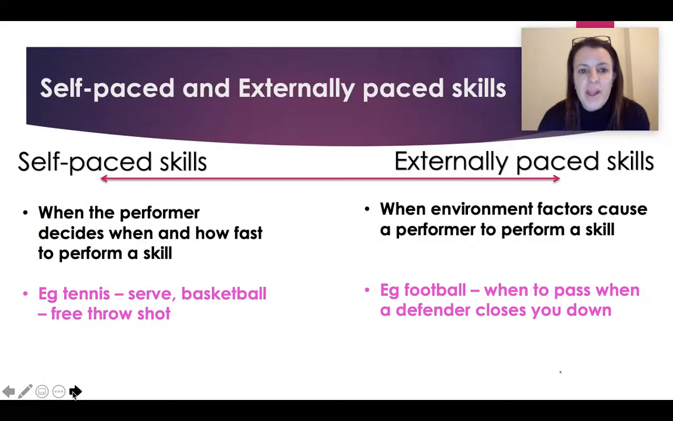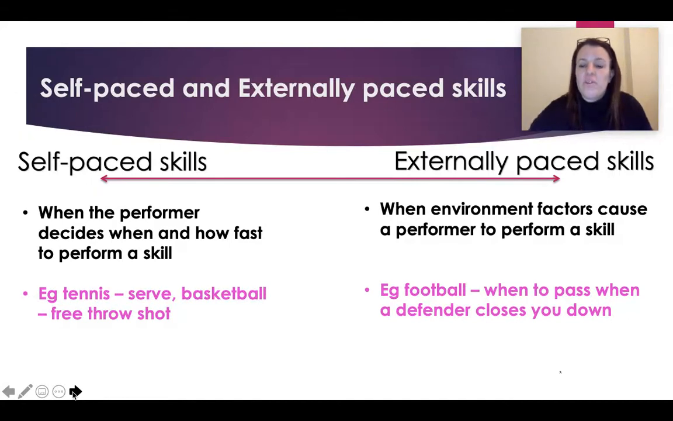Okay, number 3, self-paced and externally paced skills. These are quite similar to open and closed. So self-paced is when you, as the athlete, decide when and how fast to perform the skill. So tennis, a serve, or basketball, a free-throw shot. Wherever you want to do it is when it's going to happen.